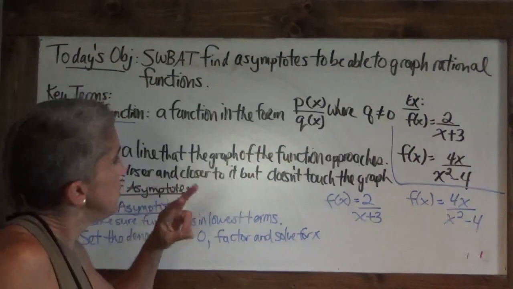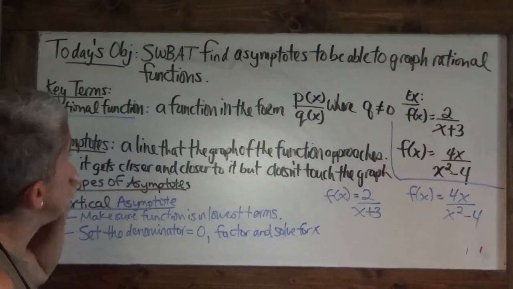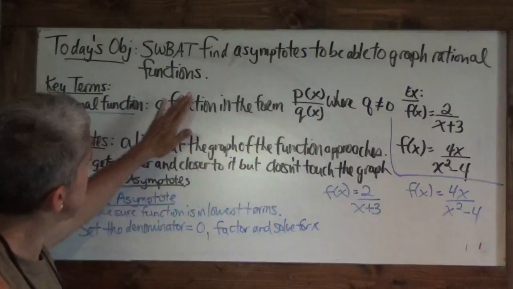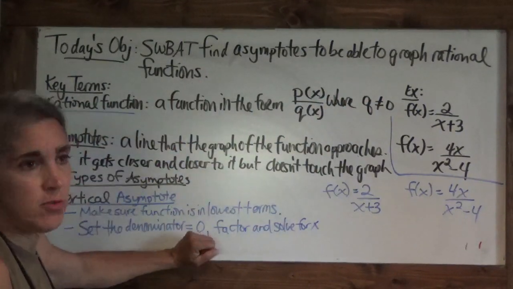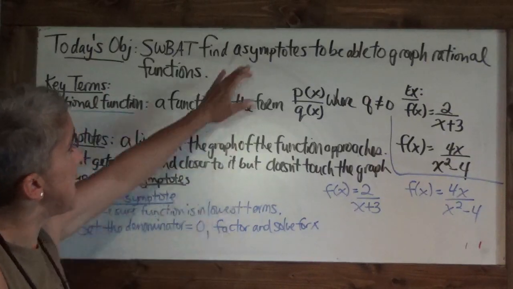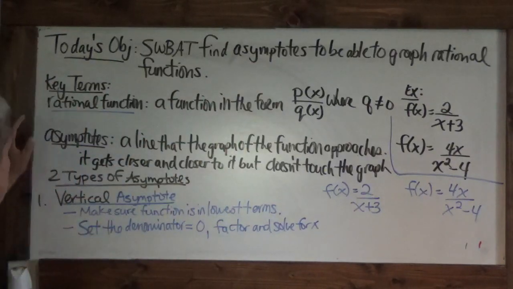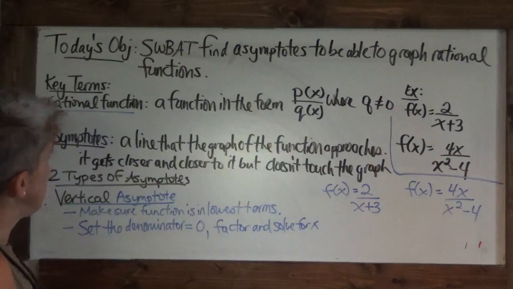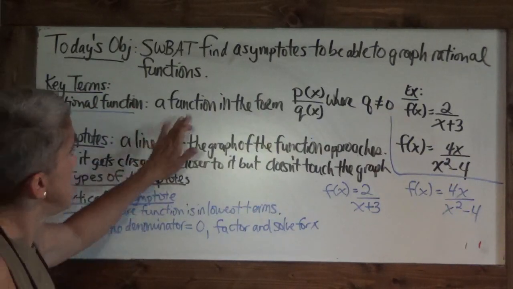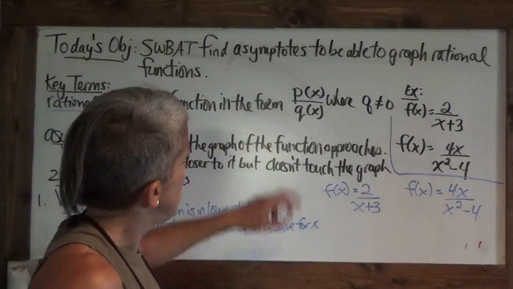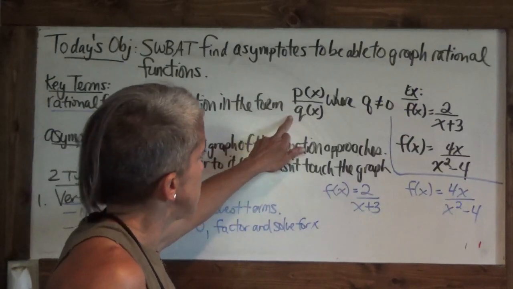Alright, so we're going to be doing two last topics to be able to graph something called a rational function. And to be able to graph rational functions, we need to find asymptotes. So here are some key terms. What is a rational function? Well, it's a function in the form p of x over q of x.